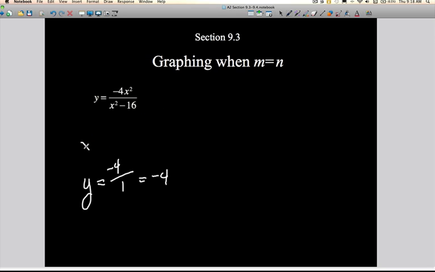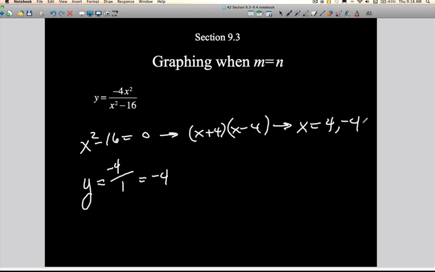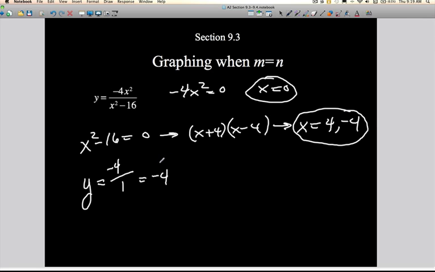My vertical asymptotes can be found by setting the denominator to be equal to 0 and solving. So this is going to be x plus 4 times x minus 4 if I factor it. So my vertical asymptotes will be x is equal to 4 and x is equal to -4. And for x-intercepts, if I set the numerator to be equal to 0, x equals 0 will be my x-intercept. So I'm going to go ahead and move to the next slide and put these items into my graph.